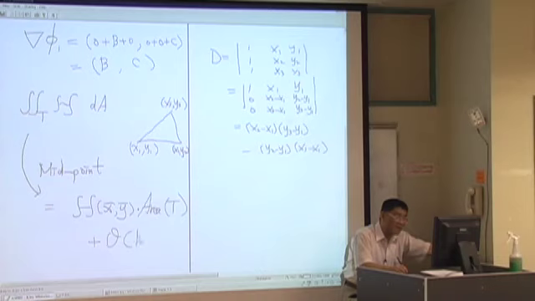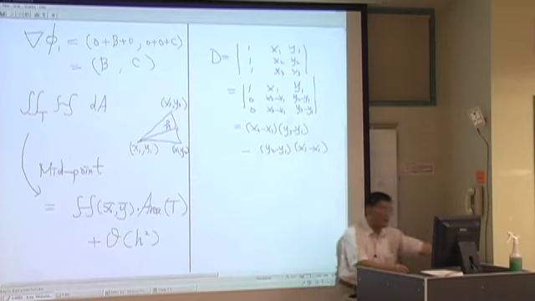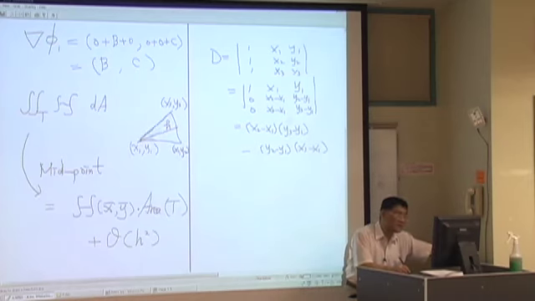Then what is the error? Order of h squared, where h is the maximum distance between 2 points inside this triangle. So h is the maximum distance between 2 points.